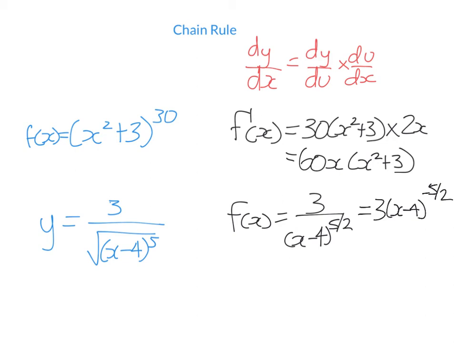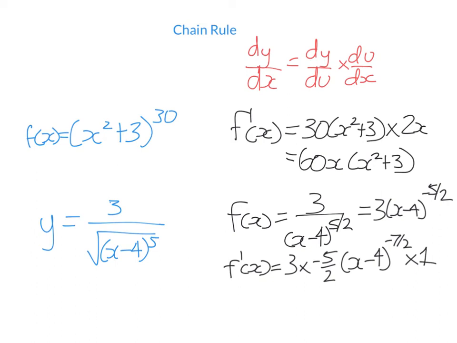So now this looks in the same form as the first one. We're going to move the power to the front, decrease the power by 1, and times by the derivative of what's in the brackets. In this case, the derivative of x minus 4 is just 1.